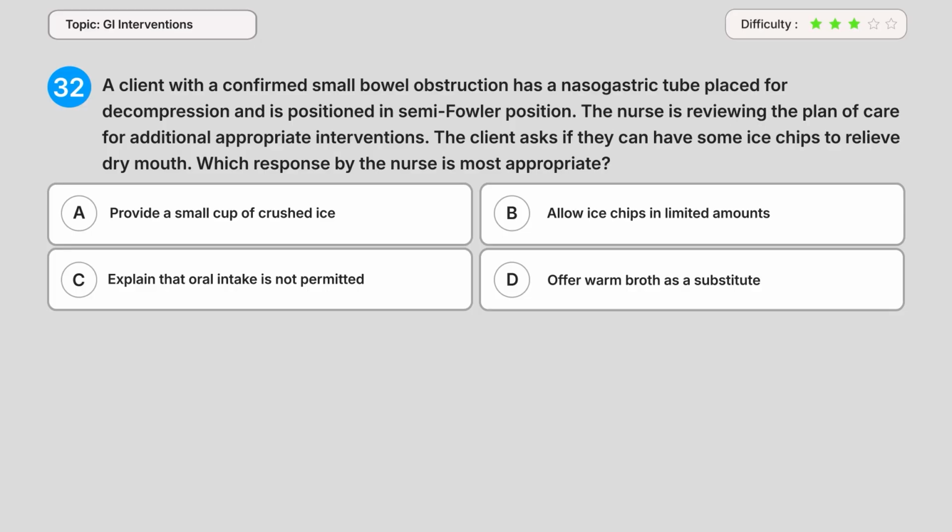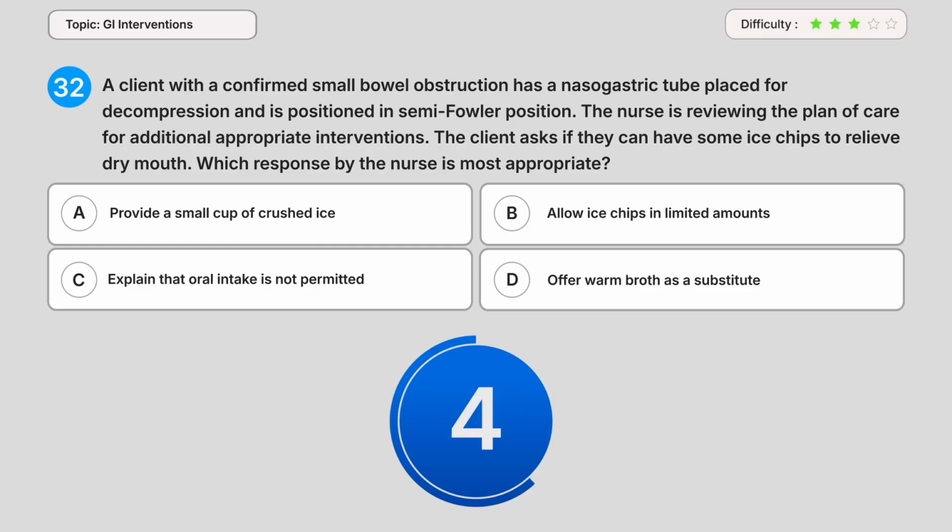A. Provide a small cup of crushed ice. B. Allow ice chips in limited amounts. C. Explain that oral intake is not permitted. D. Offer warm broth as a substitute. Can you guess the answer?